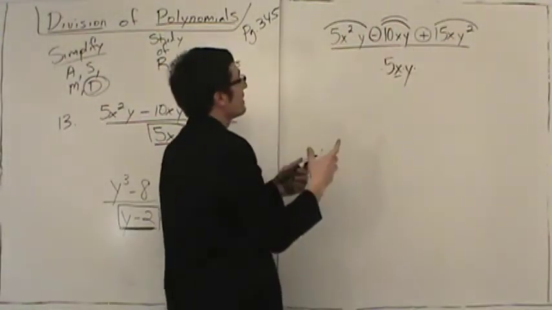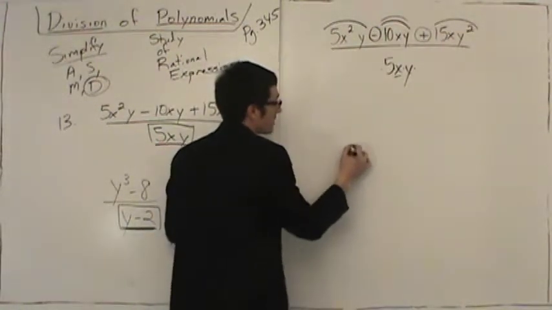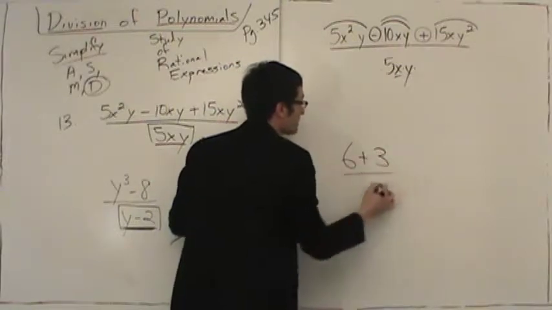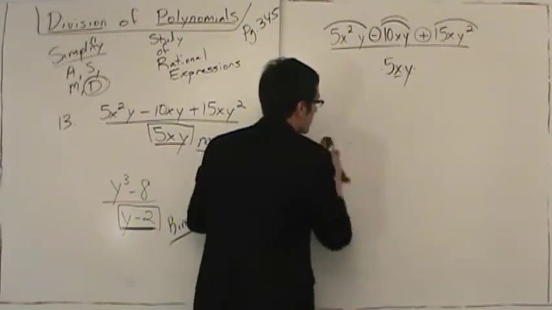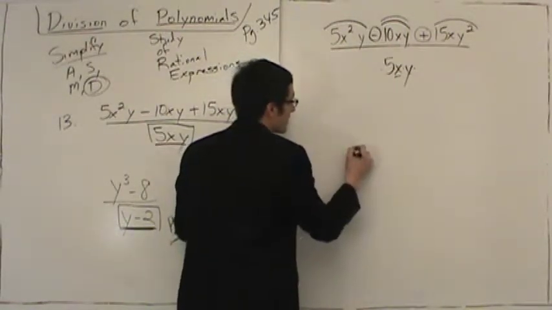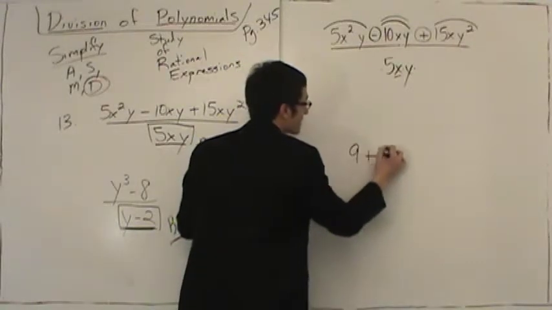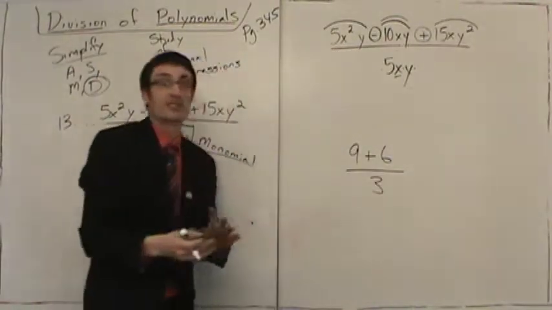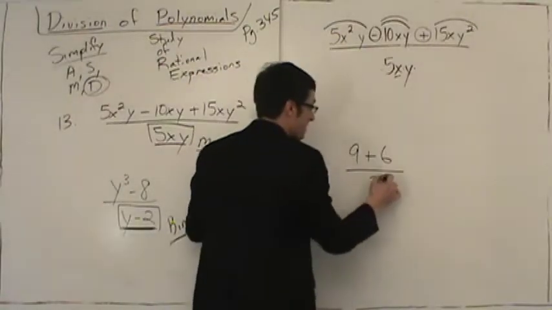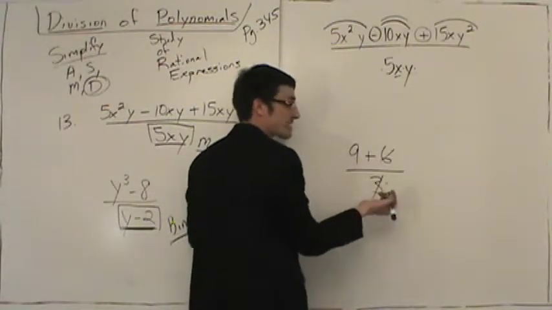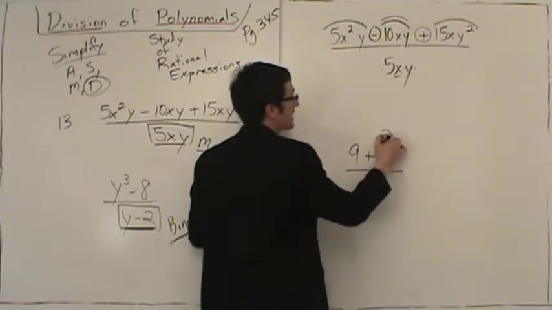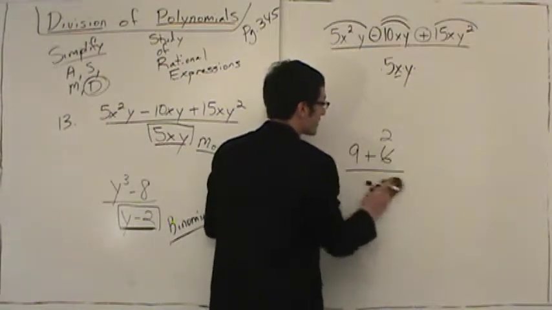So what do we do here? Well, let's look at an example really quick. Let's do 9 plus 6 over 3. Question, does the 3 cancel with the 6? No, the 3 does not cancel with the 6, leaving 2. Here, let me show you.